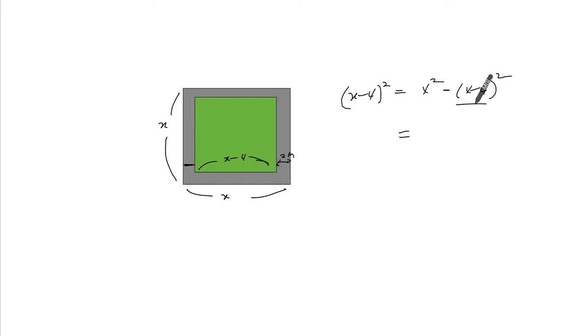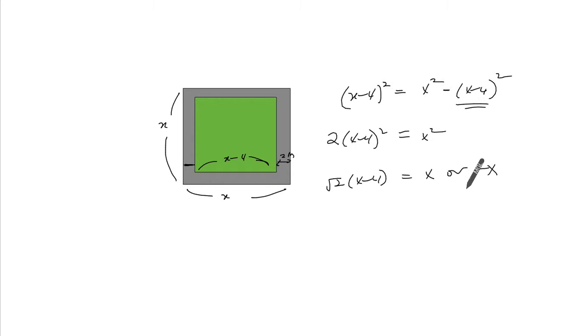Let's add both sides by that. We get 2 times (x minus 4) squared is equal to x squared. We can expand this, but we can actually do this a little bit faster. We can square root both sides. So you get root 2 times (x minus 4) is equal to x or minus x.